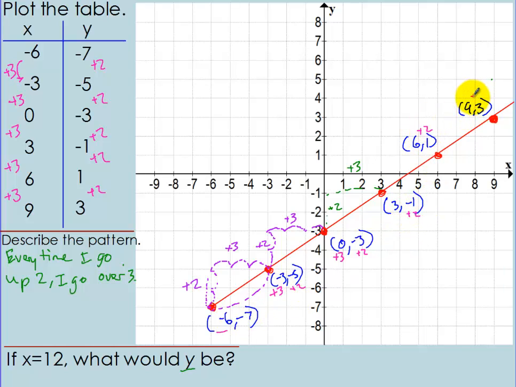So I can use this information here. I got a pattern going on. So if x is 12, let's plot that. Let's take this table here. Let's do x is 12. Well, that's like going 9 plus 3 is 12, right? So what's y got to be? I should follow the pattern on the same side. So I'm going to go plus 2 from the 3, and my next one in the pattern is going to be 5. So when x is 12, y has to be 5, because I'm following a pattern.